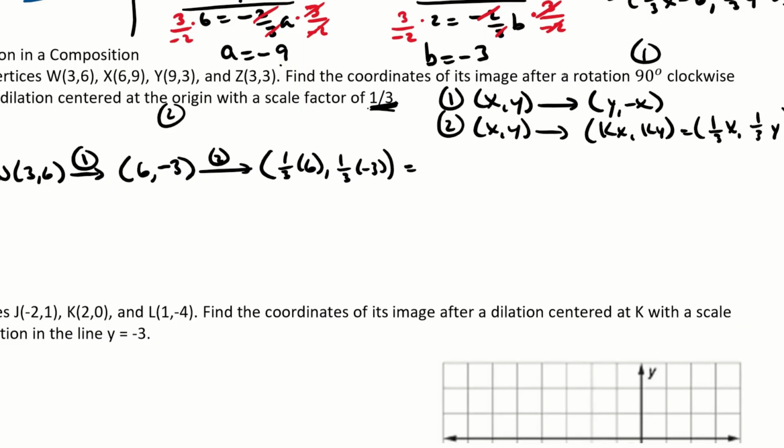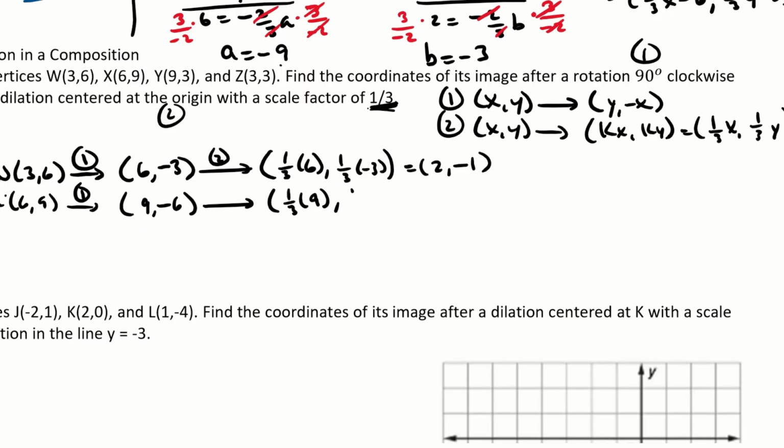And 6 divided by 3 is 2. Negative 3 divided by 3 is negative 1. There's my coordinate W. Now let's do this one. Switch the coordinates, put a negative on the second one. Follow that up with a transformation, multiply by 1/3. So we have 1/3, 9 divided by 3 is 3. Negative 6 divided by 3 is negative 2.